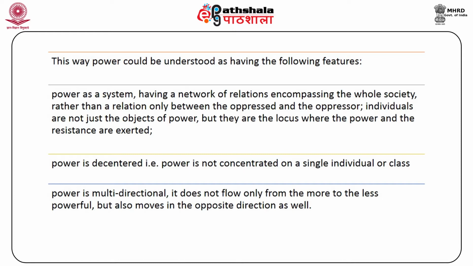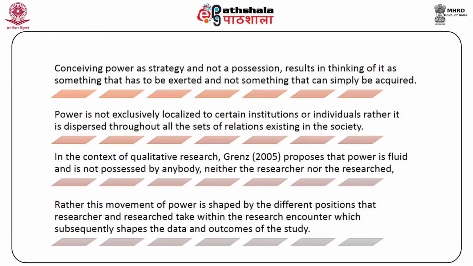Individuals are not just the objects of power, but they are the locus where the power and the resistance are exerted. Power is decentered, that is, power is not concentrated on a single individual or class, and power is multidirectional. It does not flow only from the more to the less powerful, but also moves in the opposite direction as well. Conceiving power as strategy and not a possession results in thinking of it as something that has to be exerted and not something that can simply be acquired.